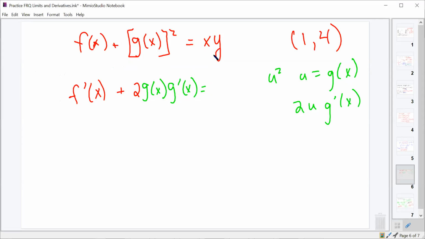What about the derivative of xy? We've done that one a bunch of times implicitly. Hopefully you've just kind of got to the point where you have that memorized now. It's x dy/dx plus y.